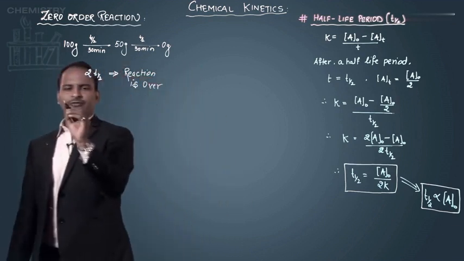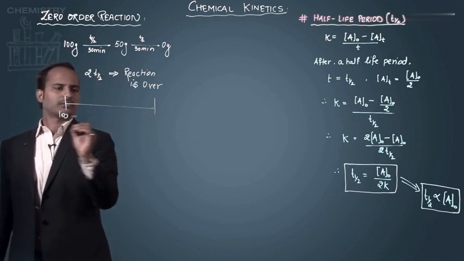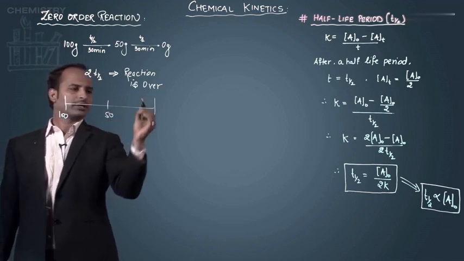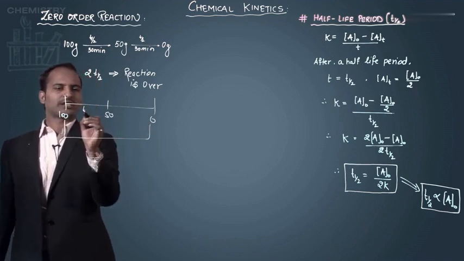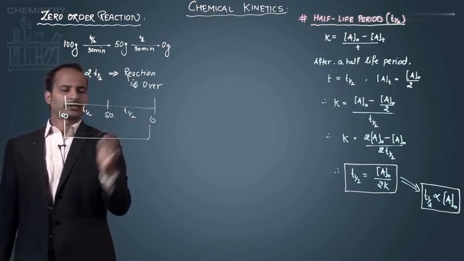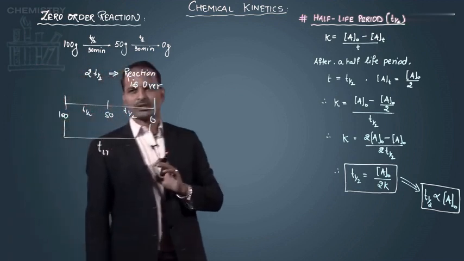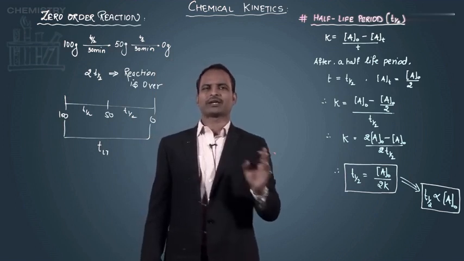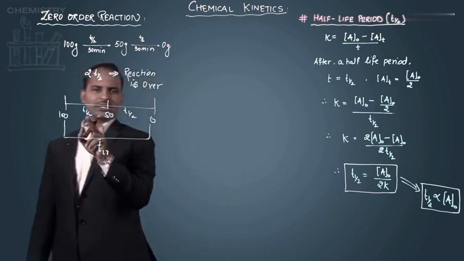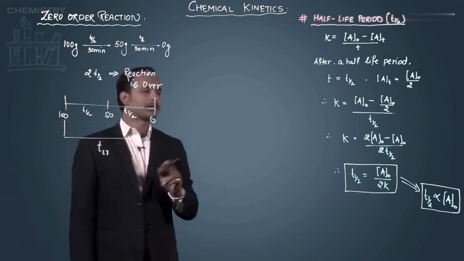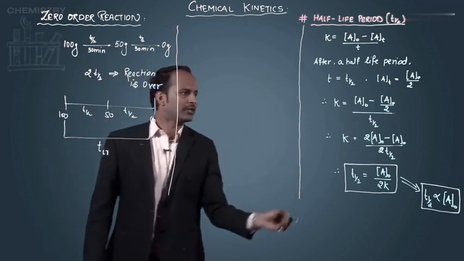So here I can say from 100, after a half-life period it will become 50, and from 50 it reduces to 0. This is T half, T half, and this is the total lifetime. Total lifetime means the time required for the completion of reaction. So the time required for the completion of reaction is equivalent to 2 half-life periods. We can prove the same thing also. Let's see how.